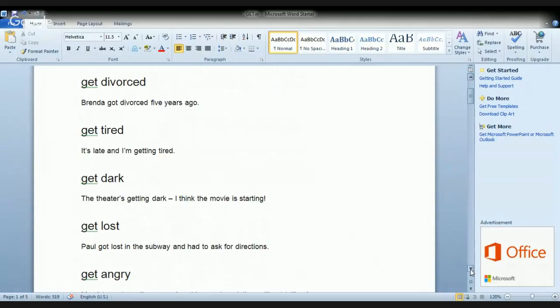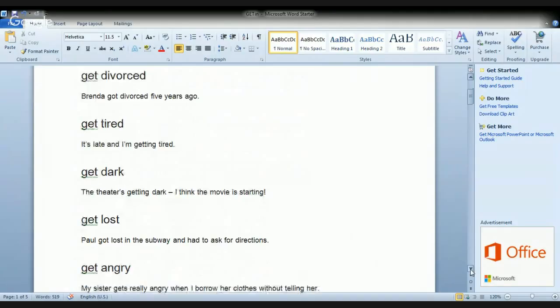Get dark. The theater's getting dark. I think the movie is starting. Ken, I have a question. What time is it in Japan? It's 8 p.m. Okay. So did it get dark yet? It got dark now. Very good. Perfect. That's perfect.